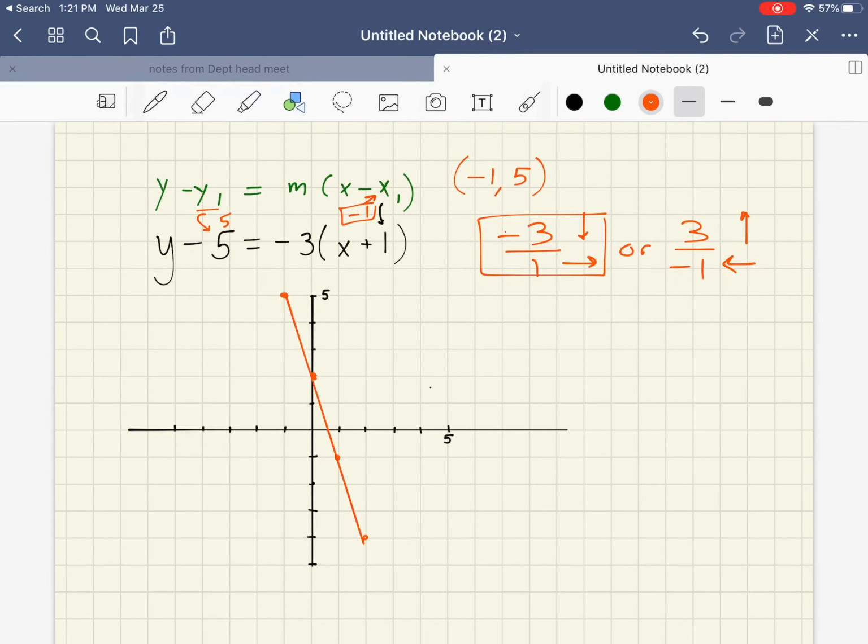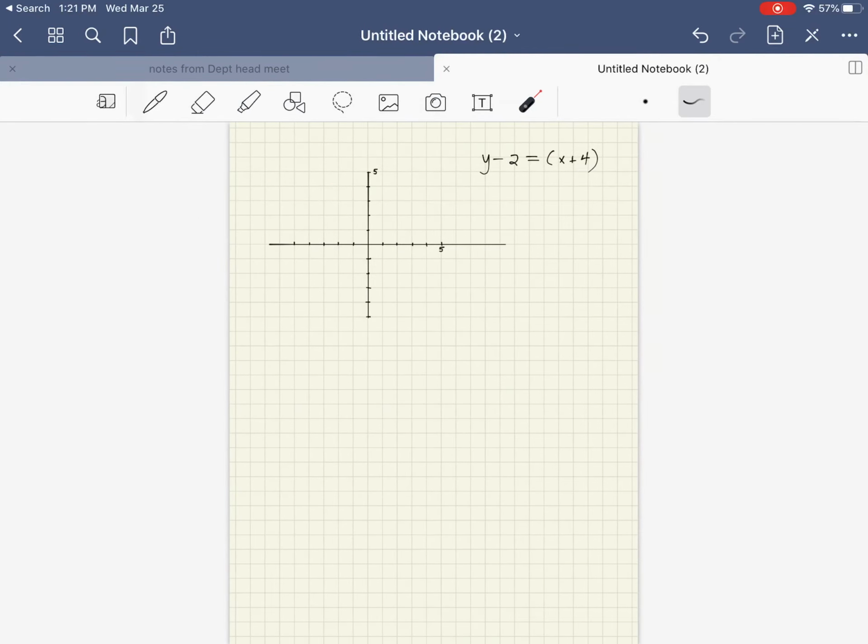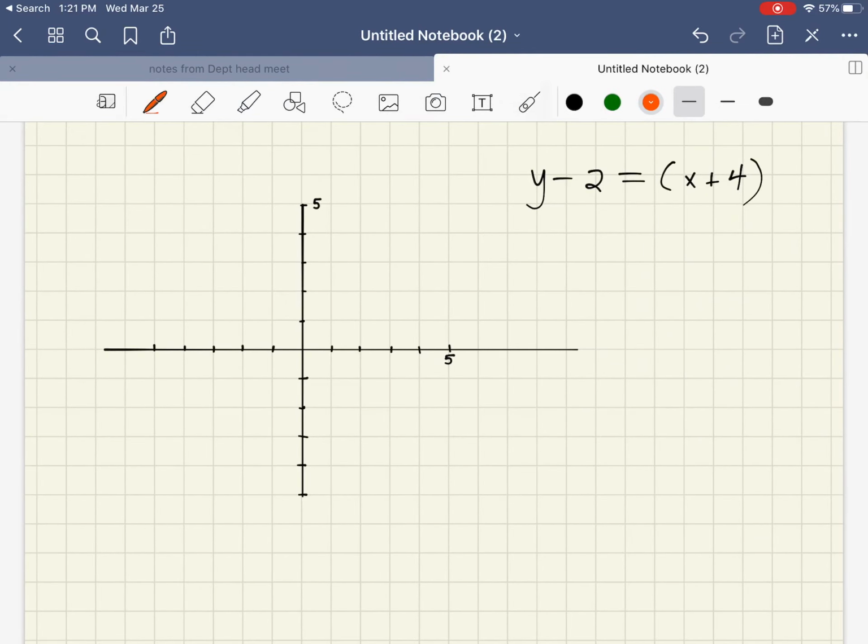Again, it works no matter what the point is. Then things to remember is that if it's a positive here, in the point it's a negative. If it's a negative here, it's a positive in the point. Another example is right here.